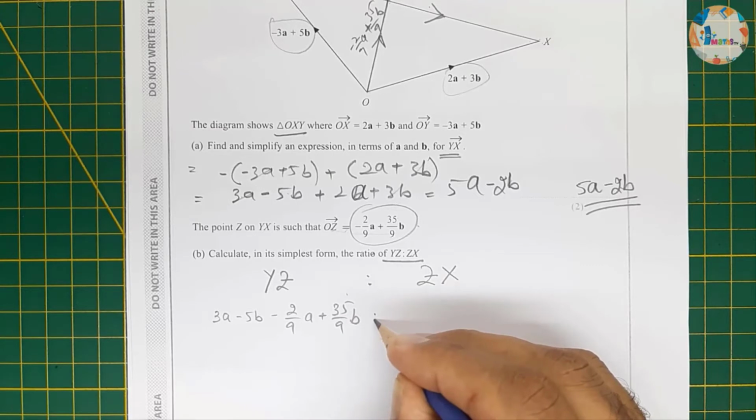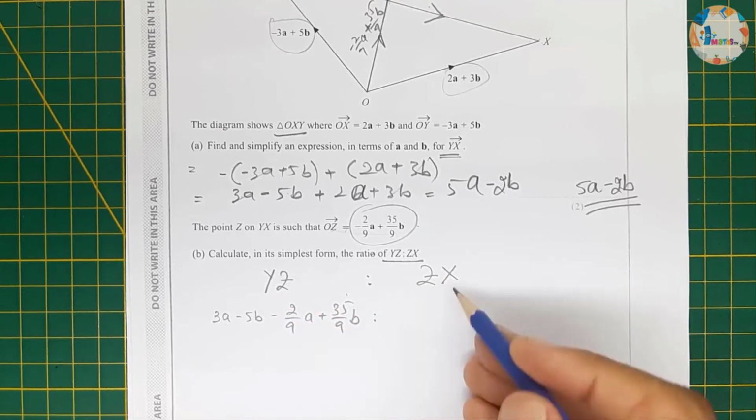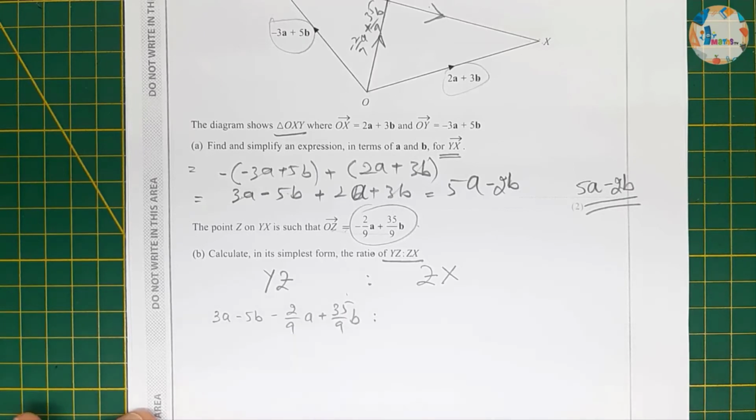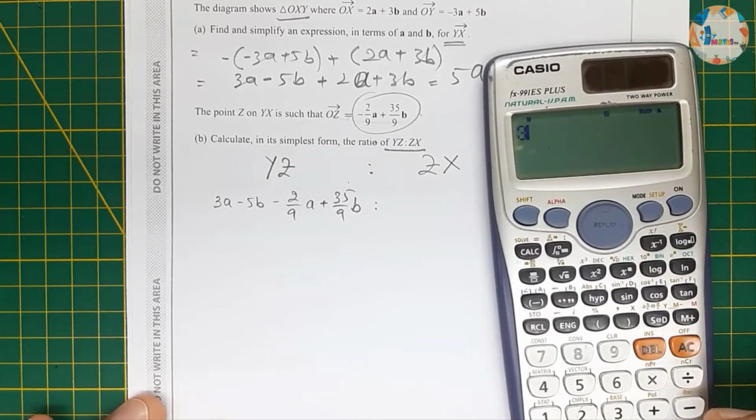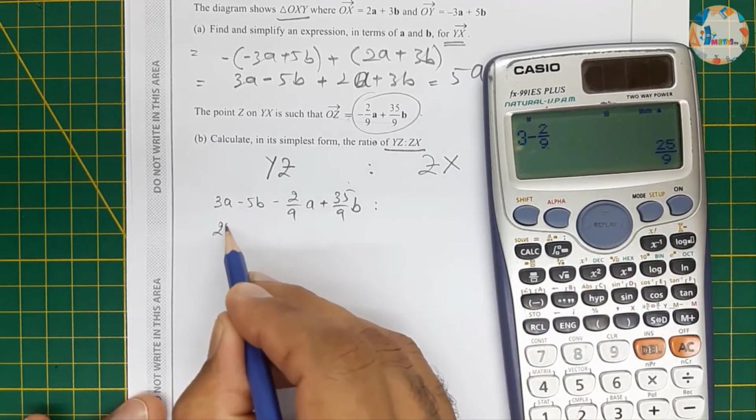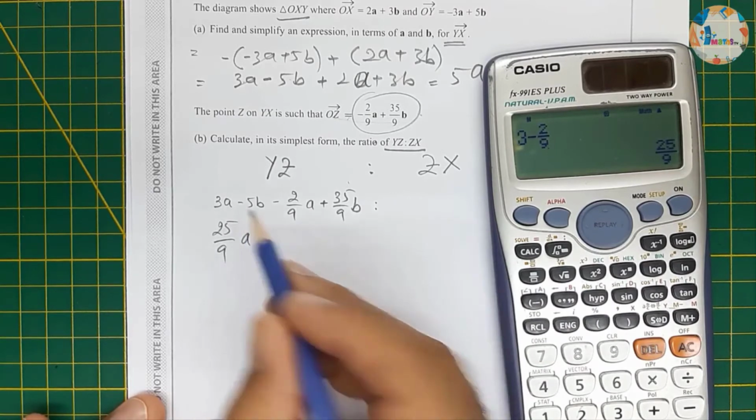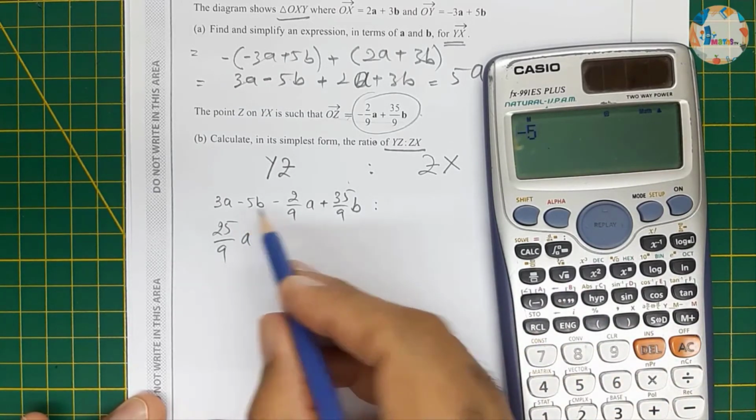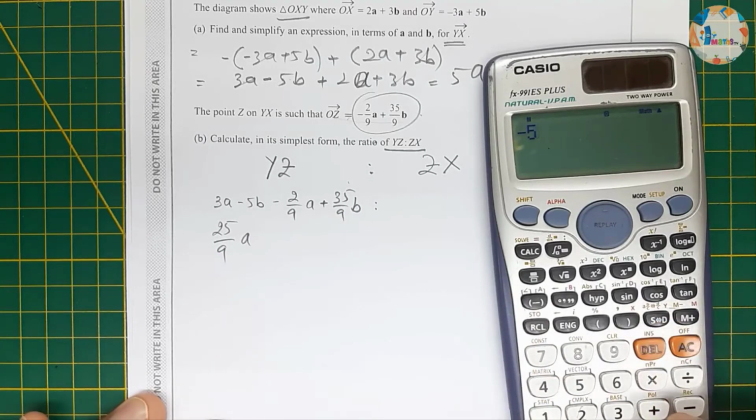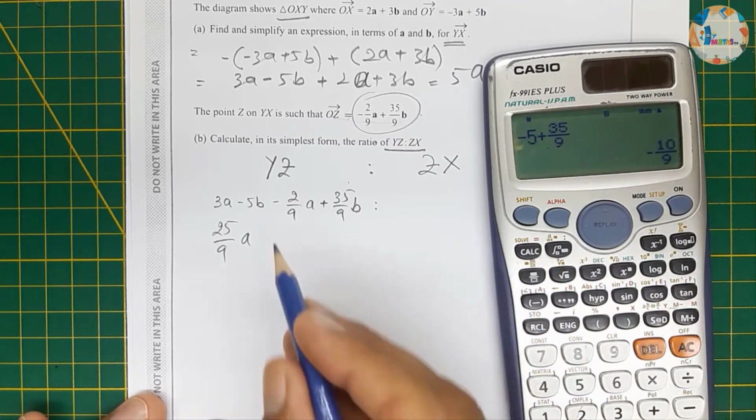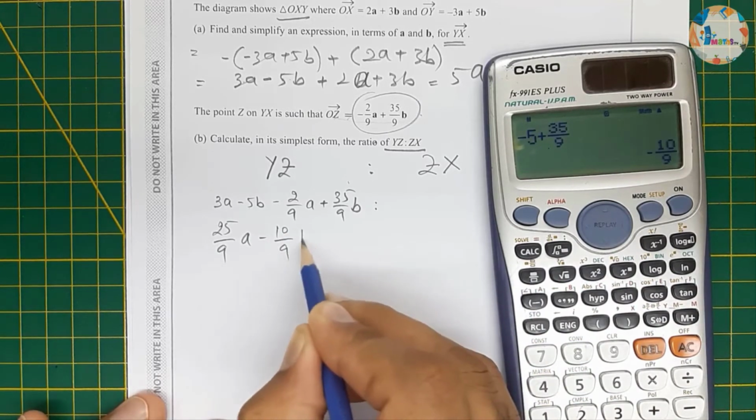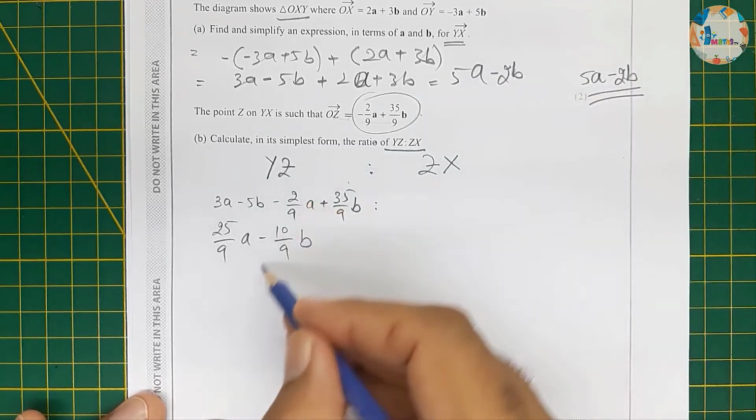This one, the ratio, I will solve, then I will go to the other section. We can solve this with the help of a calculator. So 3 minus 2 over 9 will be equal to 25 by 9. So 25 by 9a, and for b I will take minus 5 plus 35 divided by 9. This will give us minus 10 over 9b. This is basically the simplified version of this one.